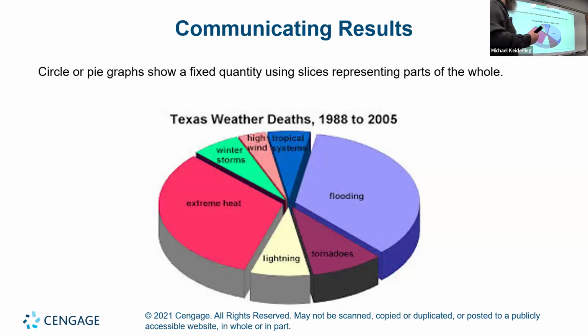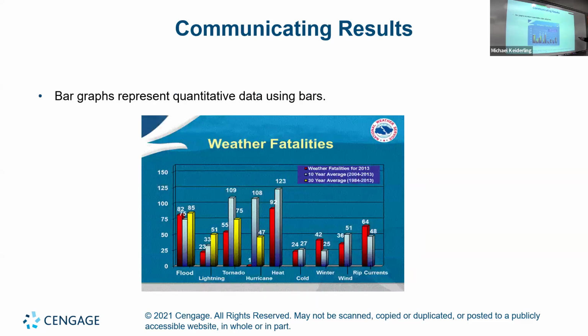Sometimes we want to represent how much of certain things there are, so we use things like circular pie graphs. They show a fixed quantity, a total, and as fractions of the whole. So these are Texas weather deaths from 1988 to 2005 and their causes. We're splitting up the total into the parts, and this lets us see how much comes from each source. You can see the biggest source of Texas weather deaths is flooding, followed by extreme heat. And then everything else is much smaller.